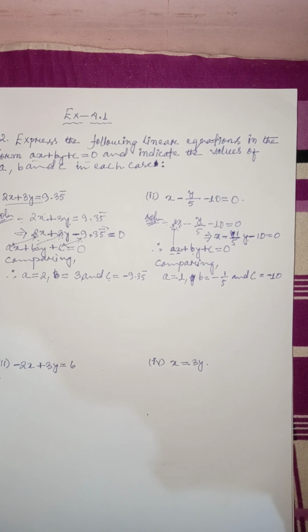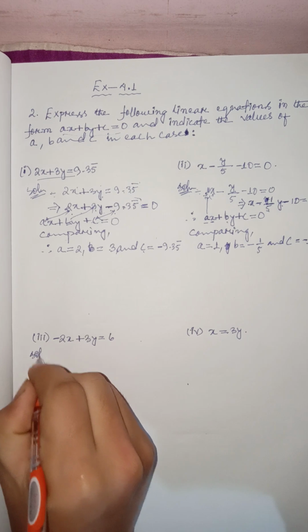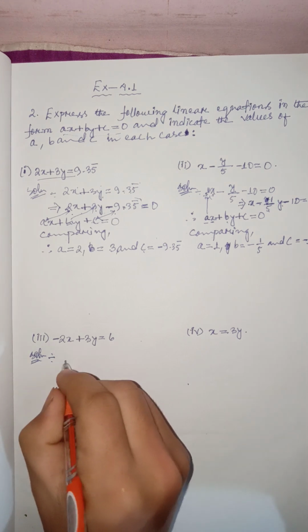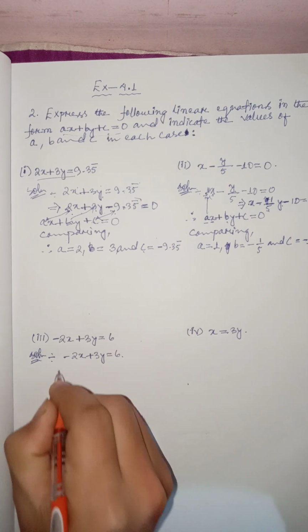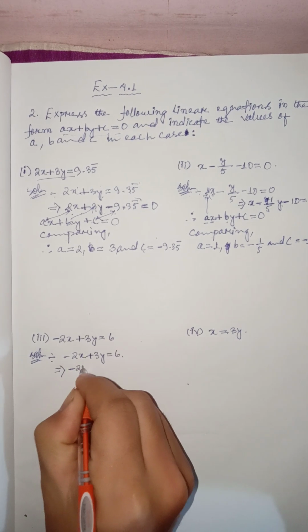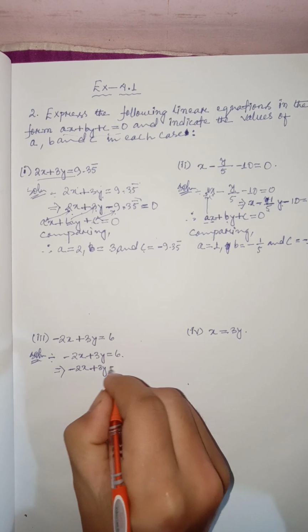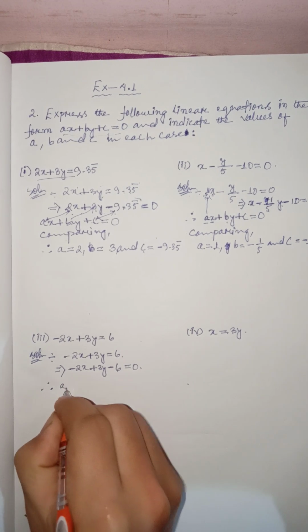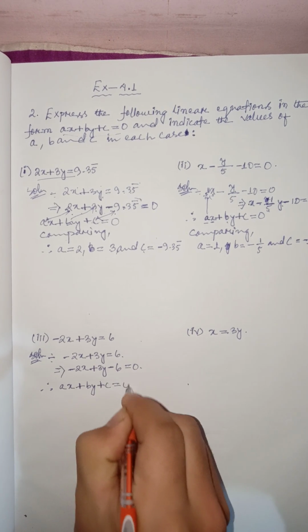Then if you guys are clear about this, let us move to the next, which is Roman number 3. In Roman number 3, the problem is the same as in the first, as well as in Roman number 2. Even here the problem is the same, but here we have 6 on the right hand side. This 6 we must bring to the left hand side in order to match with the general equation, right? Then after that, let us write the general equation. It is ax plus by plus c equal to 0, right?